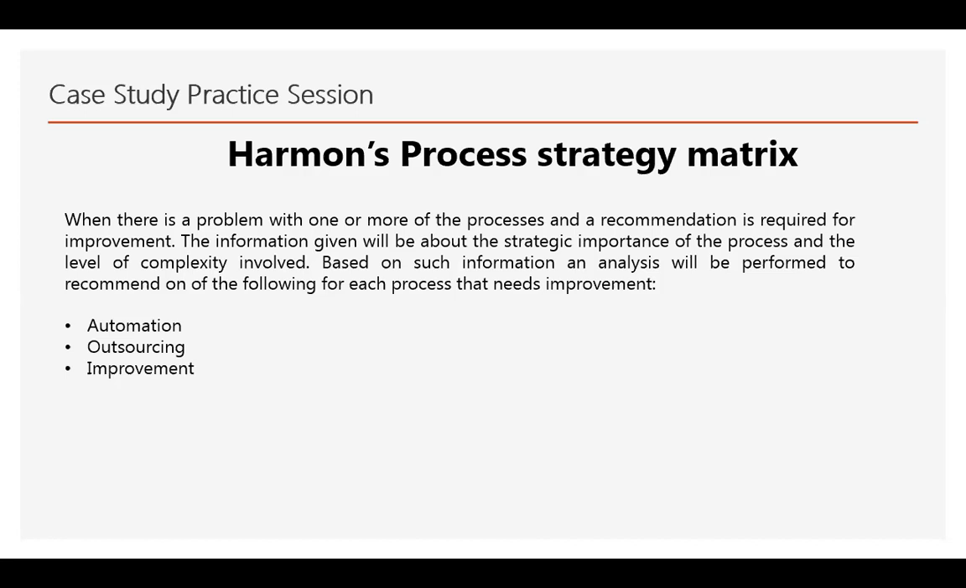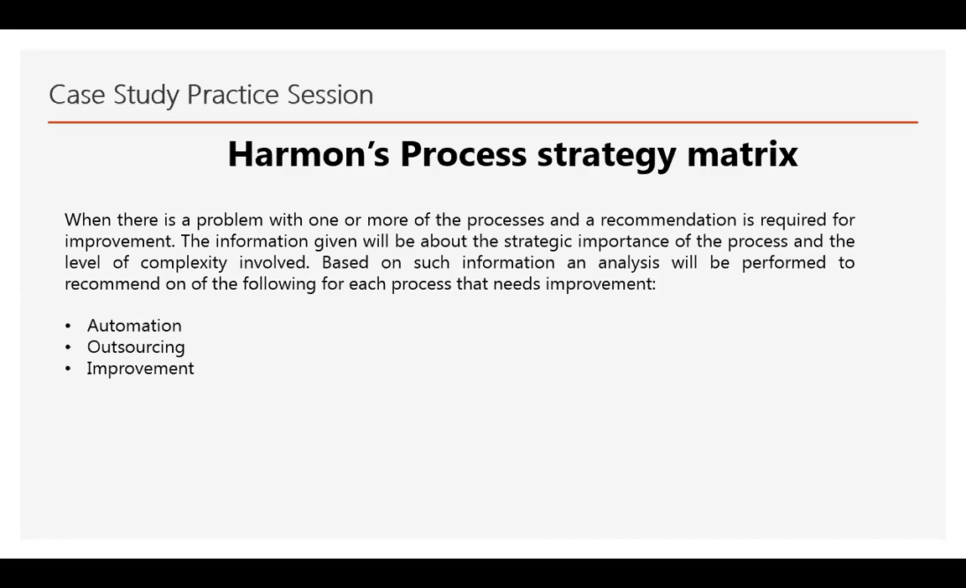Then it will also tell you about the level of complexity involved in this process. The process may be very simple, or the process may be very, very complex. So if it's simple, the strategy is going to be different. If it's complex, the strategy is going to be different. So based on this information, we will be able to apply Hartman's process strategy matrix. So we must first find out whether we are required to suggest improvements in a process. Secondly, we must look for the information about the strategic importance of this process and also the level of complexity involved. So this will be the hint that we'll be using Hartman's process strategy matrix.